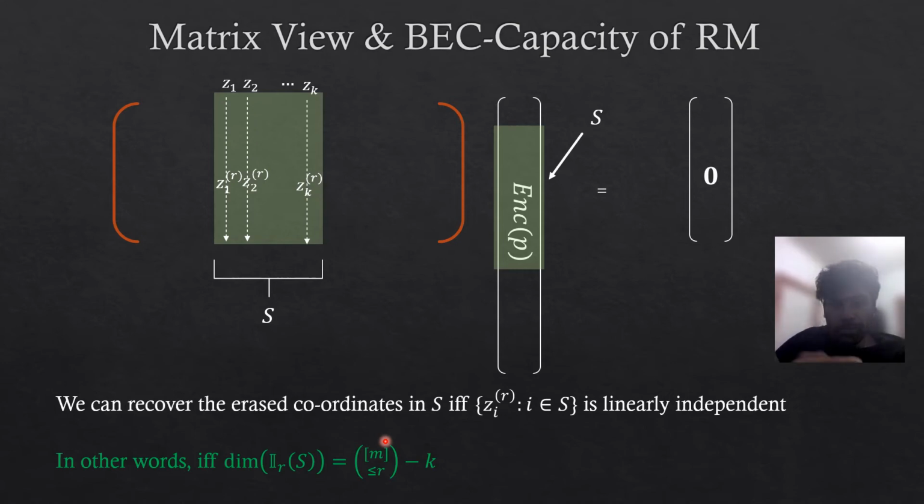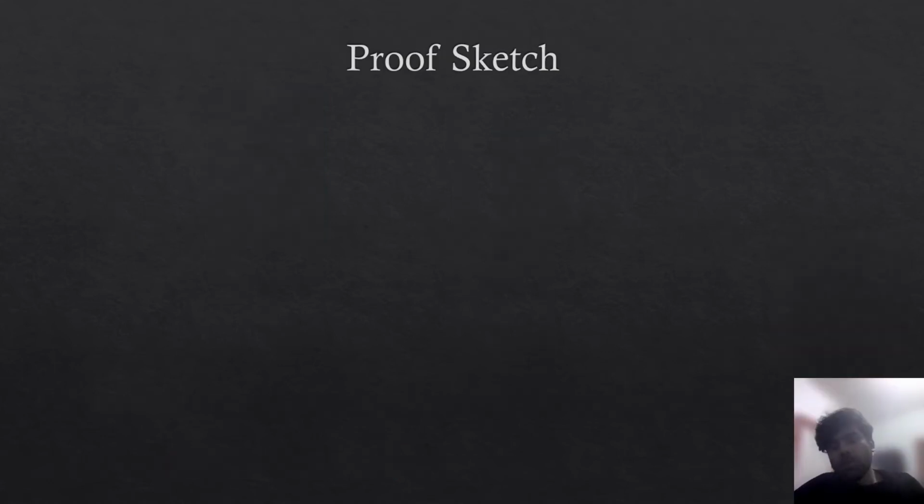So that directly shows that the dimension of such linear combinations of rows is going to be m choose less than or equal to r, which is the number of variables we have, minus the row rank, which is the column rank, which is k. Okay, so I hope this connection is clear. But moving on to the proof sketch now.